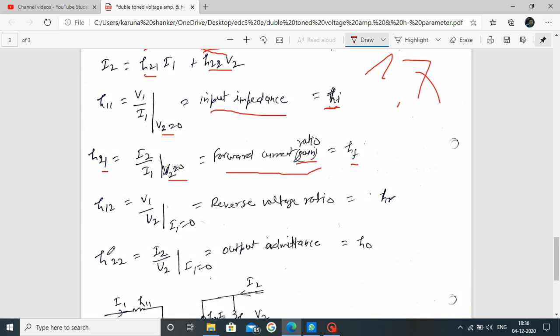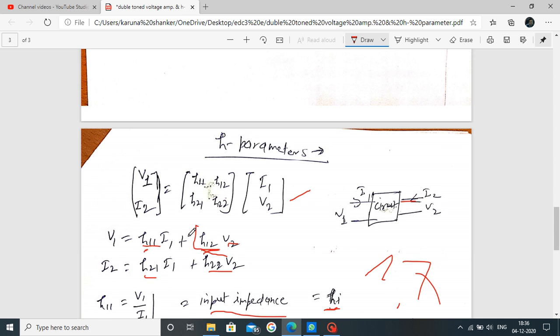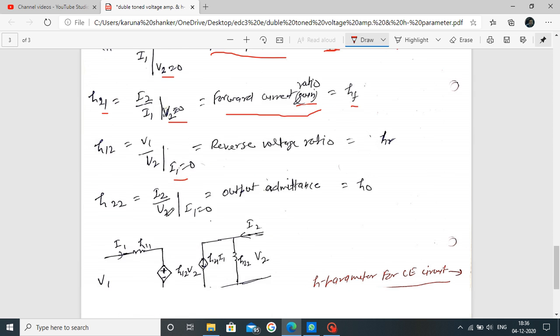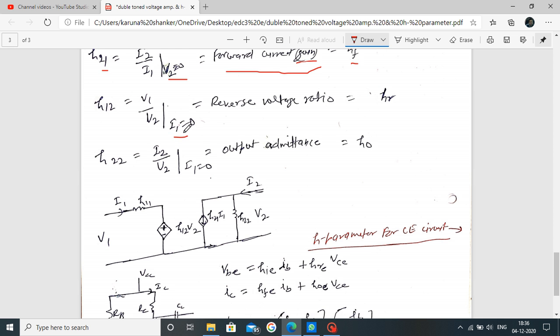In a similar way, H12 is the ratio of V1 and V2 when I1 is equal to 0. Putting this in the equation, we obtain this relation. This is called the reverse voltage ratio. The notation here is hr. And in a similar way H22 is called the output admittance. The notation used here is ho.